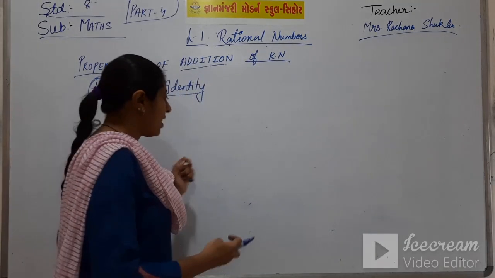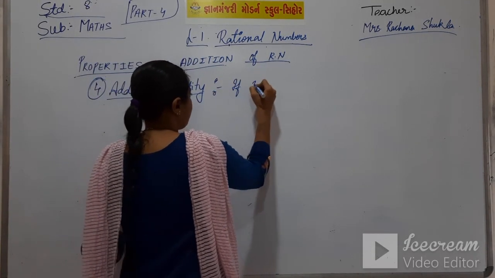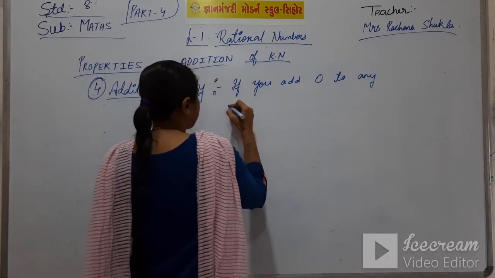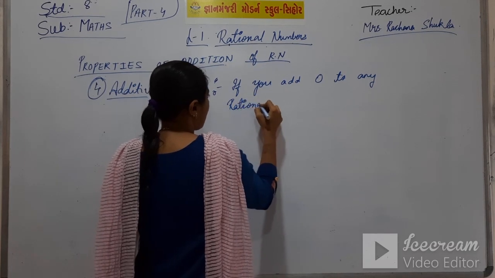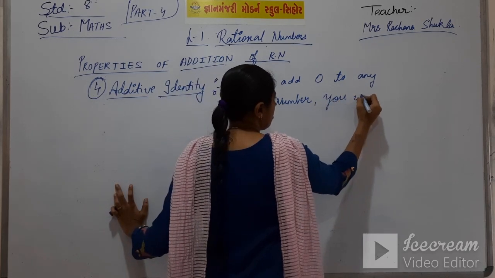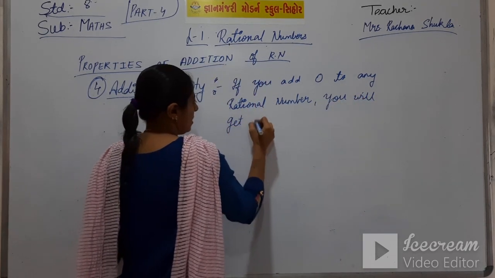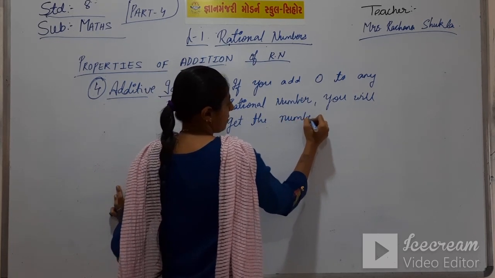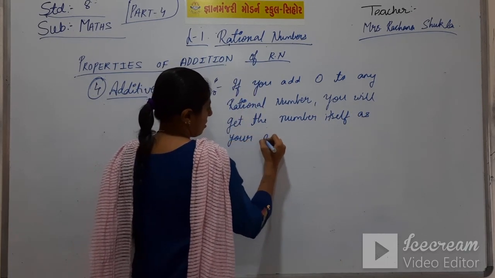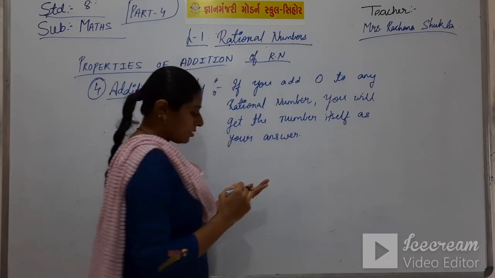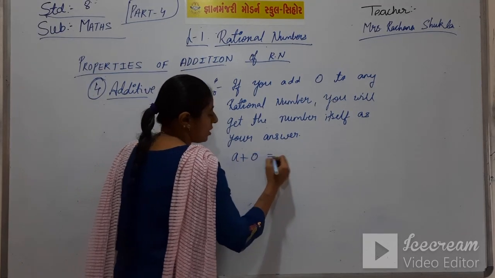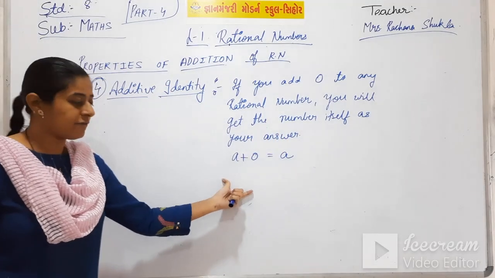Let's have a look at how it is possible. If you add 0 to any rational number, you will get the number itself as your answer. This is the additive identity. Suppose a plus 0 is equal to a. This is one kind of formula.